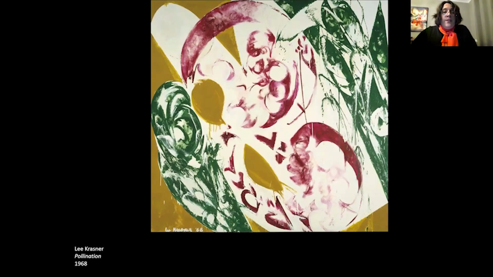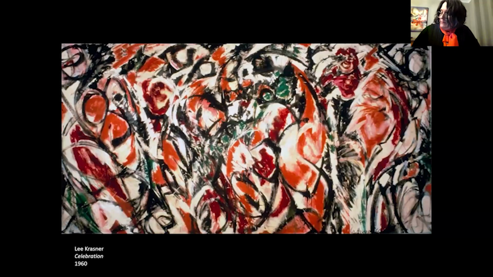Lee Krasner studied with a well-known artist named Hans Hofmann. And Hofmann said of Lee's work, and I'm going to read this direct quote because it says a lot about how women artists were received and perceived during this time. Hans Hofmann said of Lee Krasner's work, quote, "This is so good, you'd never know it was made by a woman," end quote. Quite telling, I think.